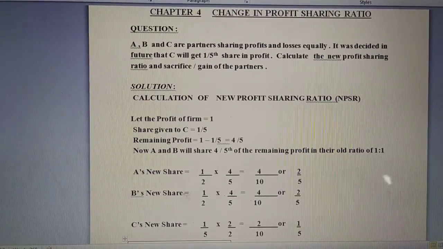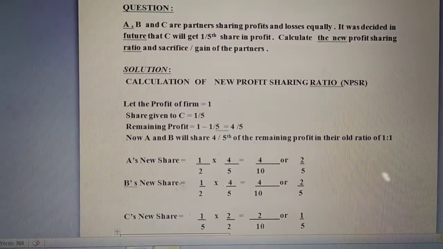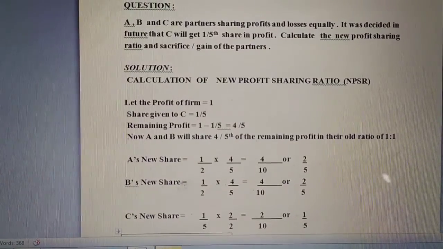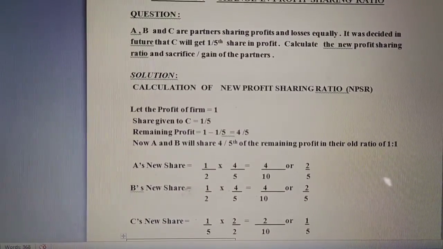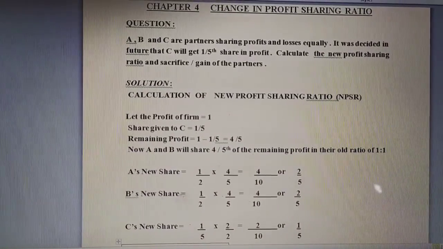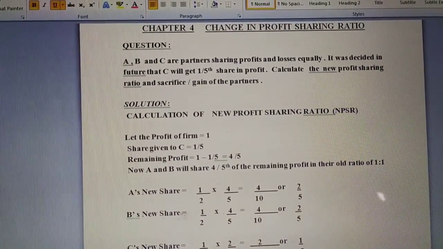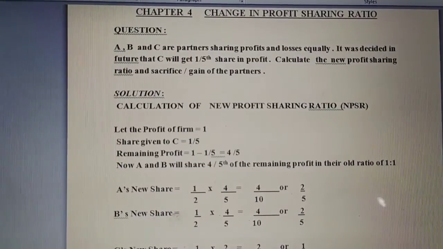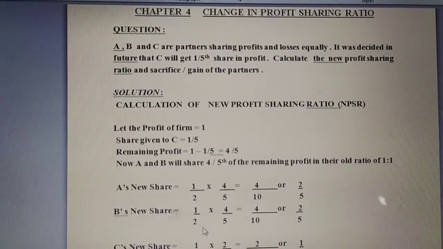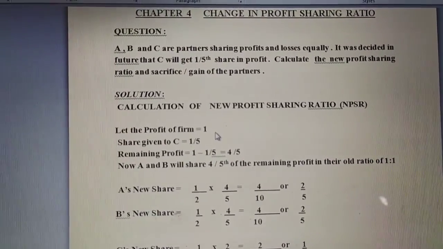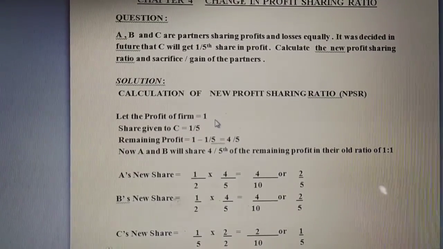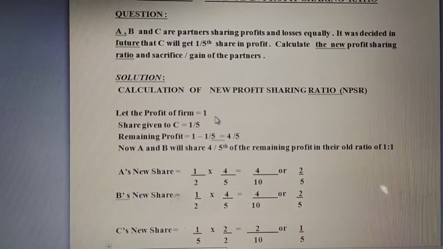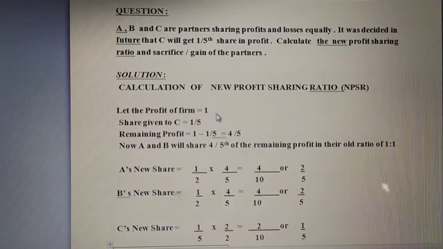So here the new term is the new profit sharing ratio, or you can say NPSR. So how will you calculate NPSR here? In this type of question we need to take the profit of the firm as 1. So let us suppose the profit of the firm is 1. Now the share given to C is clearly given in the question. In future C will get 1/5 share, so his share is 1/5.